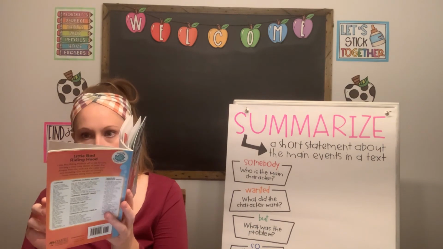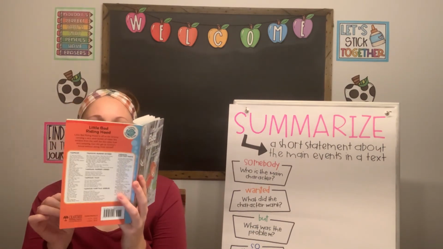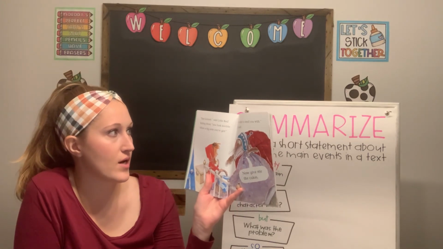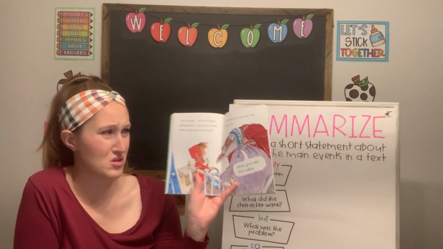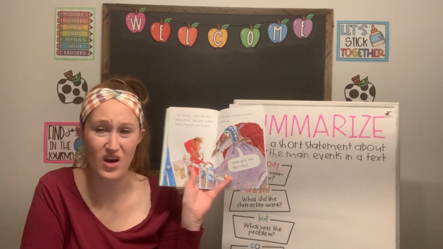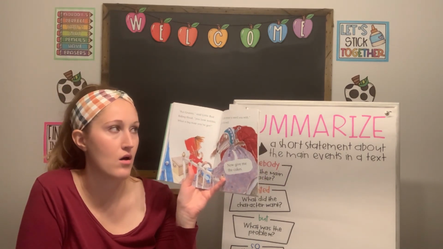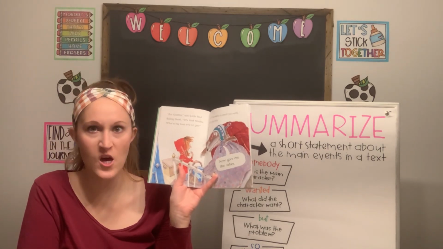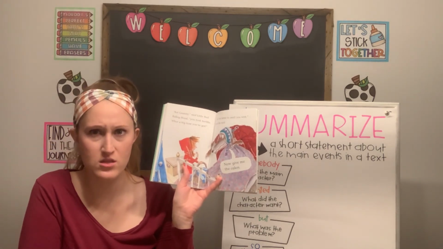Oops, I almost skipped a page. I don't want to skip a page for you. "But Granny," said Little Bad Riding Hood, "you look terrible. What a big nose you've got." "All the better to smell you with," said the wolf. "Now give me the cakes."